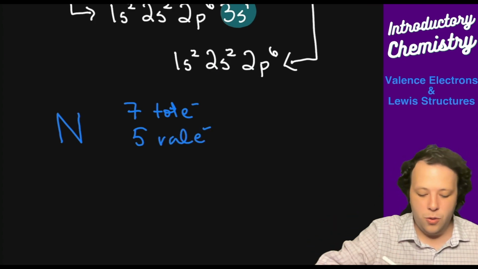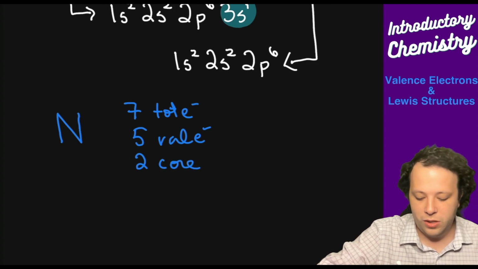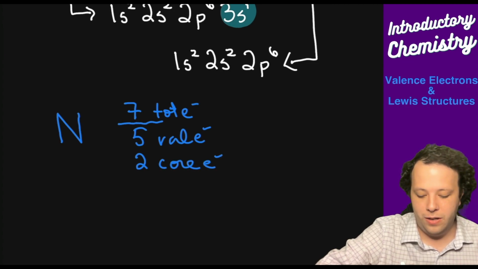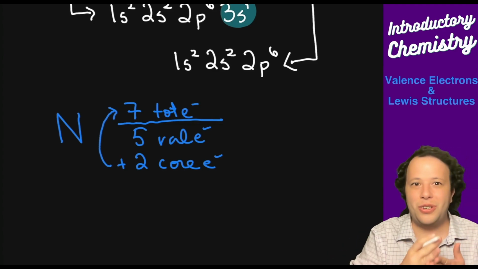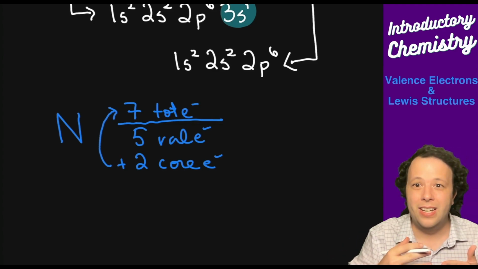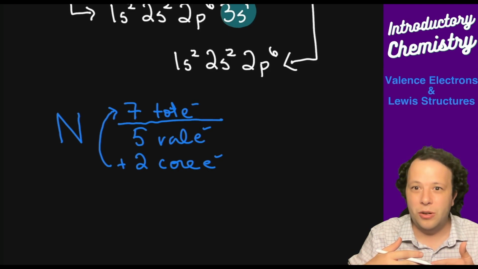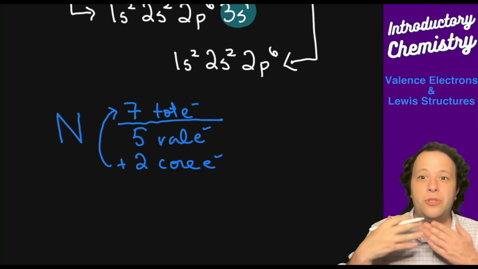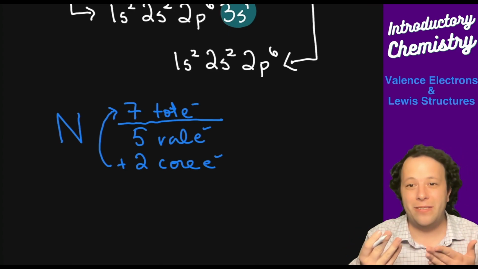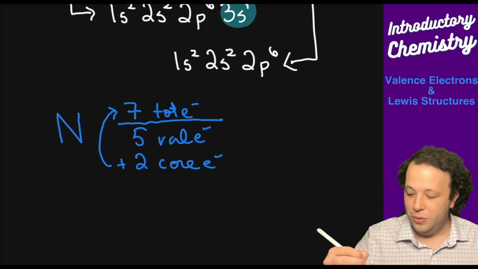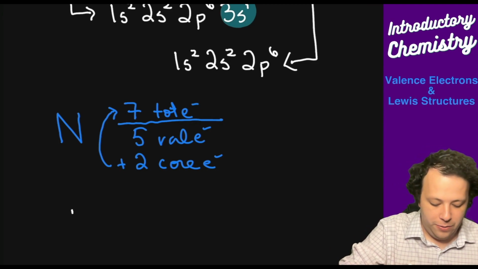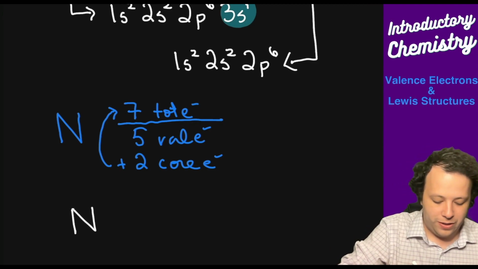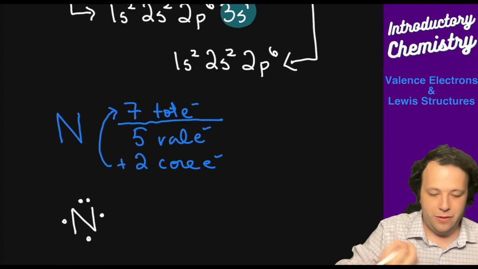What are they? Well, that means that there are 2 core electrons, right? So all these added together is going to be making your total number of electrons. So keep that in mind, that all the core and valence added together equals your total electrons. So sometimes you might have a class that requires you to really show both those sides. So now that we have our nitrogen here, we're going to write our dots. So we had 5, right? 1, 2, 3, 4, 5.